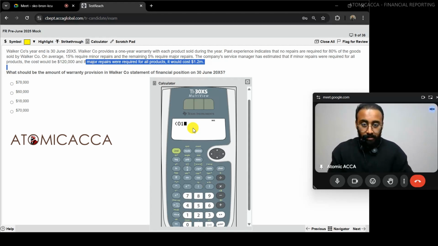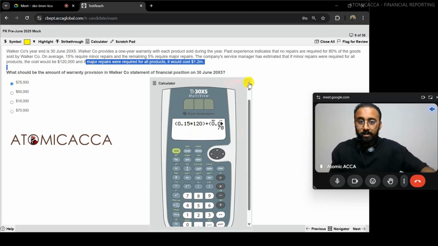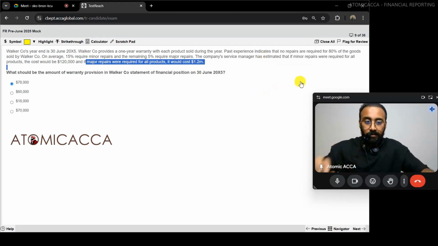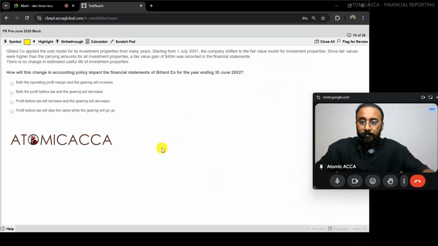0.15 multiplied by 120,000 is the cost, plus the other chance of happening is 0.05, a 5% chance of 1.2 million. That is equal to 78,000. So that is option number A. That was very quick, so we saved a lot of time over here. Let's go to the next one.